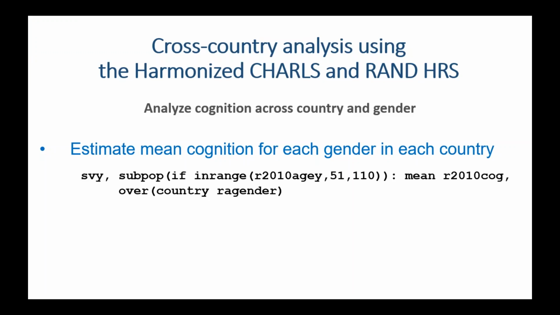So next up, let's look at one of these differences in differences. We're going to analyze cognition across country and gender. Our command is going to look exactly the same, except in this over option, we're going to say country and RA gender. So we'll look at males in the US, females in the US, males in China, females in China, and we can see if we see a gender difference there.